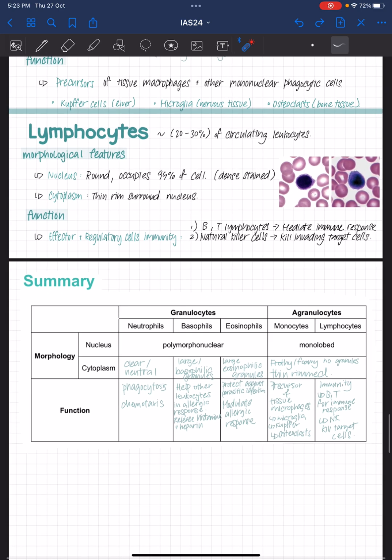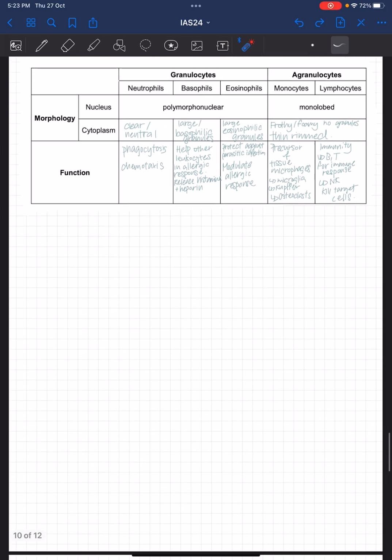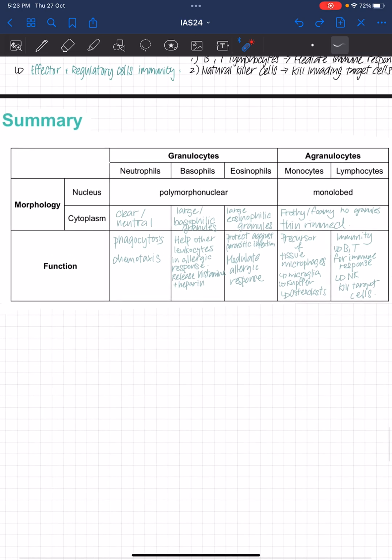The function is to regulate cells' immunity. So the B and T lymphocytes, as we mentioned before, mediate an immune response, and the natural killer cells can kill invading target cells. So the summary here is that you can split these leukocytes into two big groups, the ones with granules and the ones without granules. The ones with granules, we have neutrophils, basophils, and eosinophils.